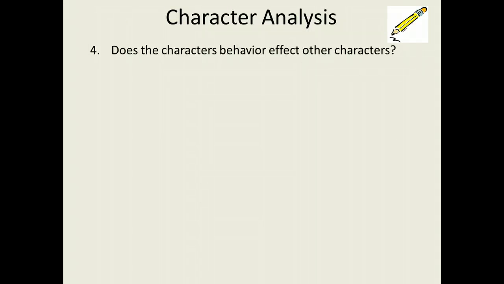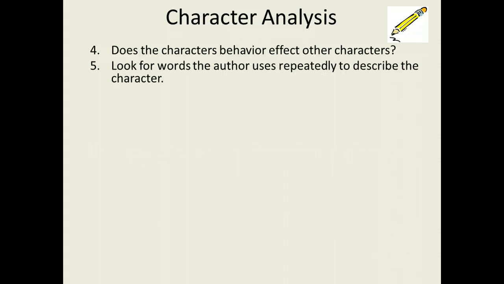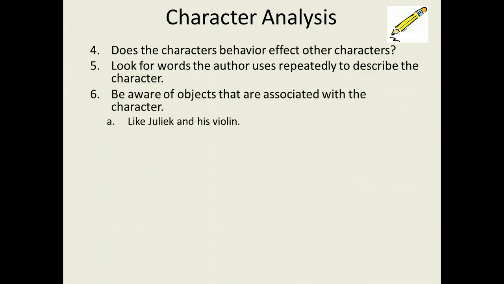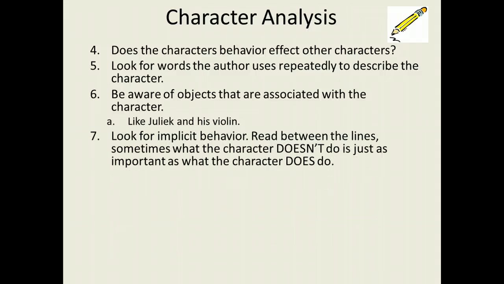You can also look at whether the character's behavior affects those around them, other characters. So like Ellie and his behavior and what he does and how that affects his father would be something to think about. Look for words that the author uses repeatedly to describe a character, because those often are very telling. Be aware of objects that are associated with the character, so like Ulick and his violin. Those things are huge, because they definitely define who and what that character is.